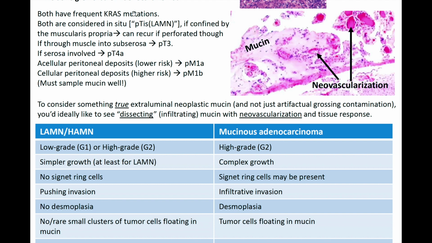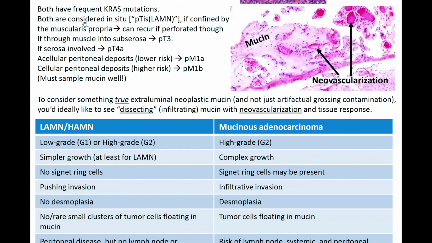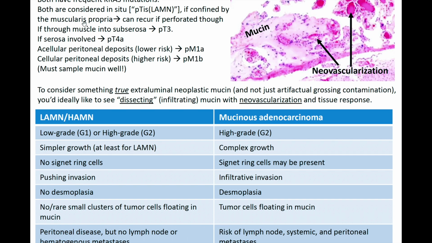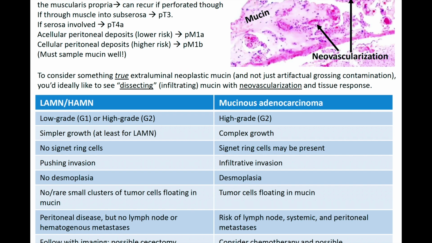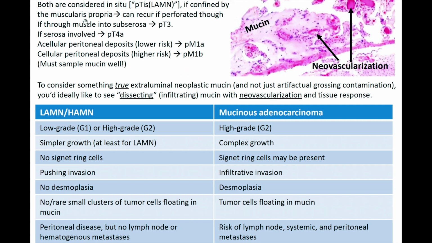And if it's confined by the muscularis propria, it can recur if perforated through. If through the muscle into the subserosa, it is staged as a pT3, and if the serosa is involved, it's a pT4a. If there are acellular peritoneal deposits, that is considered lower risk and would be staged as a pM1a. And if there are cellular peritoneal deposits, that's a higher risk, and that would be pM1b. So you must sample the mucin well.